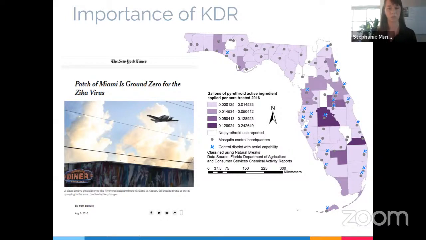However, when you treat mosquito populations repeatedly with the same class of insecticide, you're going to select for the mosquitoes that are resistant. Those are the ones that will be able to continue to persist, and they won't be susceptible any longer. When this happens, this is known as knockdown resistance for pyrethroids. It's really problematic because, as you can see in this map, the vast majority of Florida counties use pyrethroids. And it's the number one tool in the toolkit for situations like this where Zika virus was introduced into Miami.